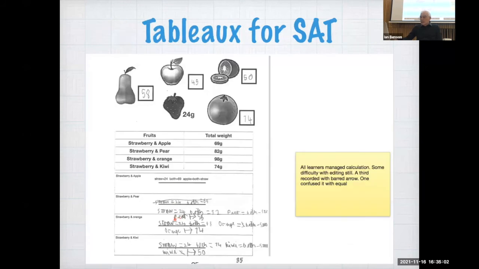And they could go on and take another kind of problem they get in the standard tests, where they're asked: if strawberry is 24 and strawberry and orange is 98, what is the orange? Fill in the empty squares. They write down their working: a strawberry is equivalent to 24, and both are 98, the orange is the difference between them, so the orange evaluates to 74. All the learners managed to do the calculation. Some had difficulty with editing on the iPad because it's a bit finicky, touch sensitive. A third of the children used the barred arrow to report their work, and one confused the barred arrow with equals.